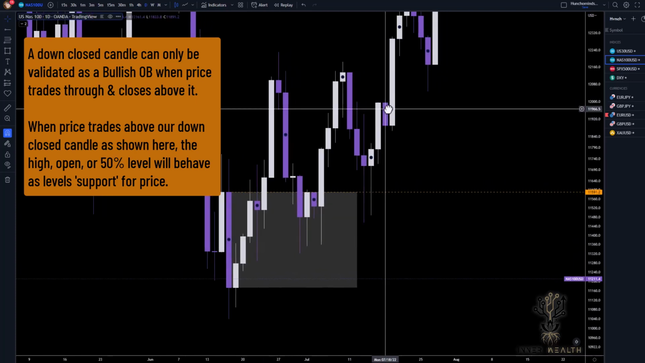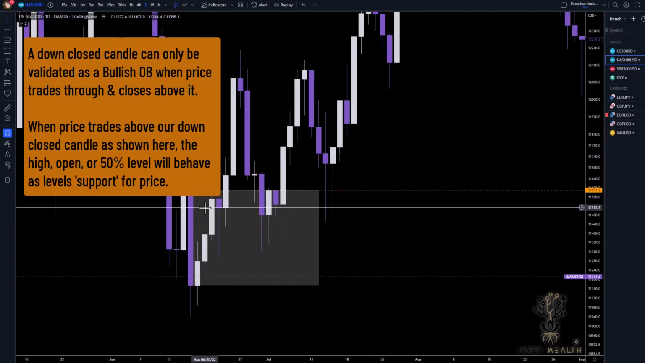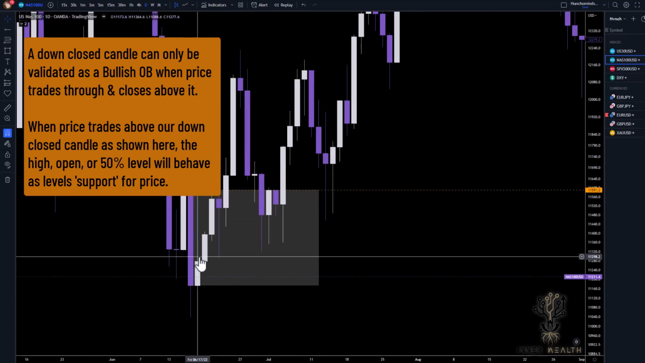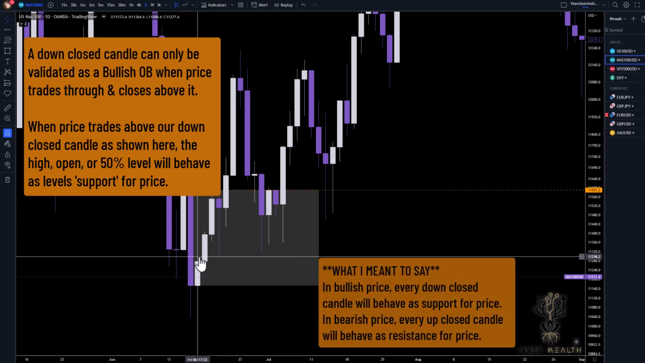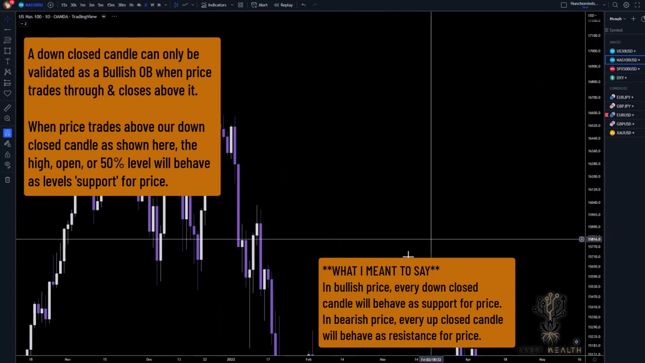Let me repeat that again. In a bullish price action, every bearish order block will behave as support for price. And vice versa for bullish order blocks, or vice versa for a bearish order block. When we're looking at bearish order blocks up here.